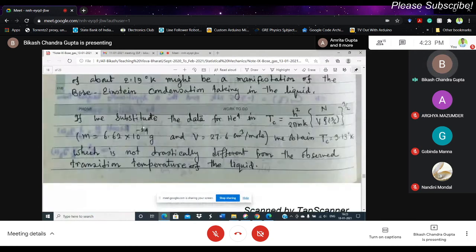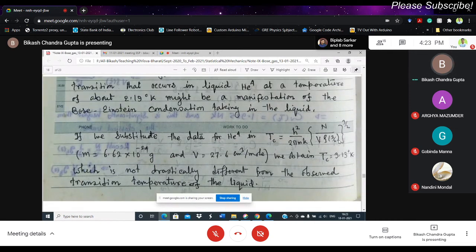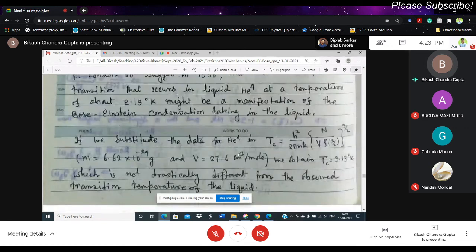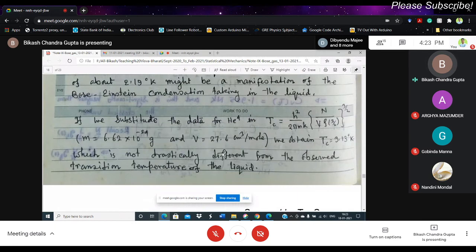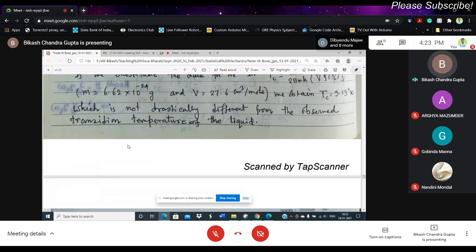If we substitute the data for helium 4, then Tc turns out to be of the order of 3.13 degrees Kelvin, which is not substantially different from this. So we can say that it is close enough, and not drastically different from the observed transition temperature of the liquid.